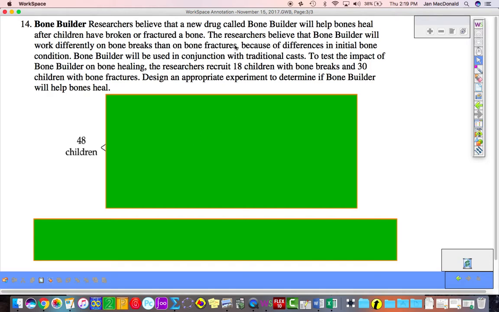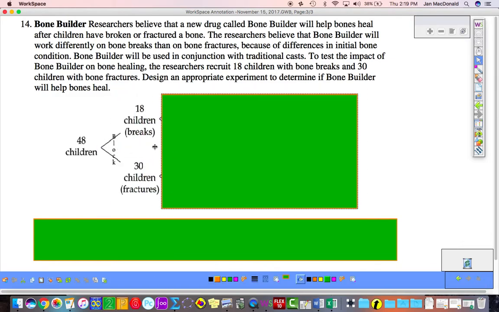Based on the information in the prompt, we should block by injury. Because it says here that we should use blocking because breaks and fractures may have different initial bone condition, right here, because of the differences in initial bone condition. So we're going to block.